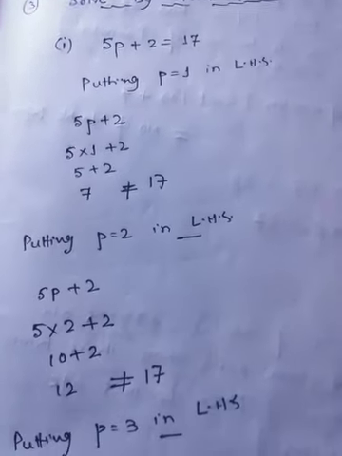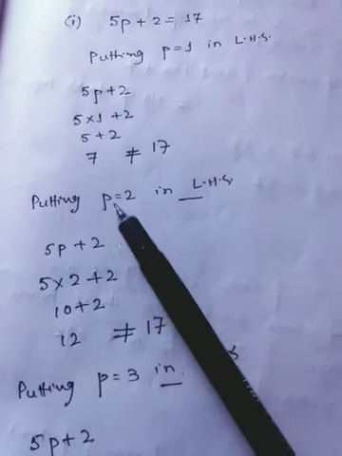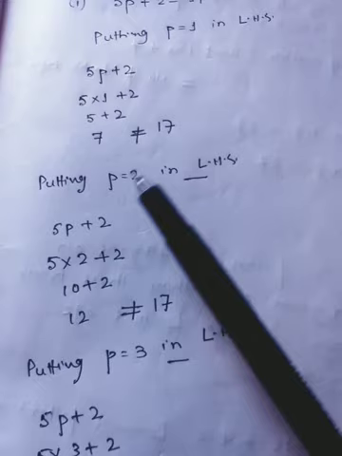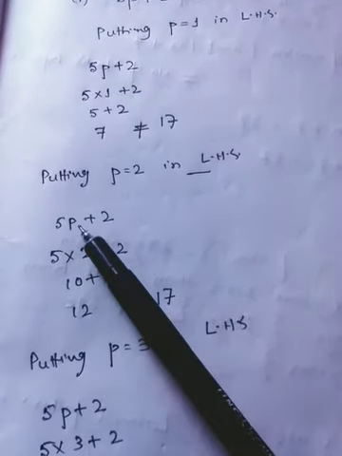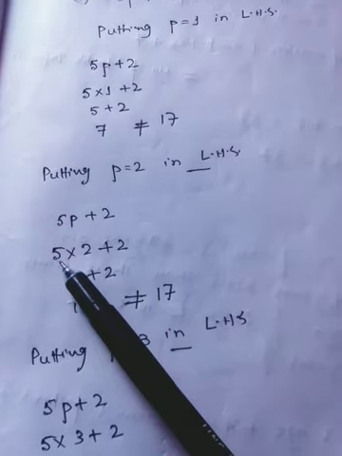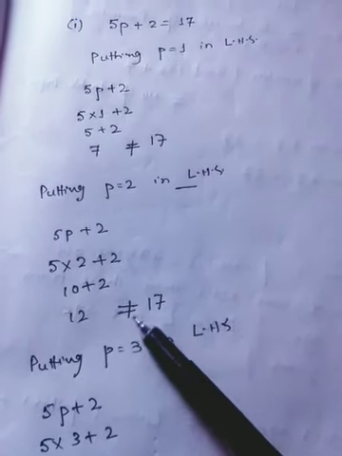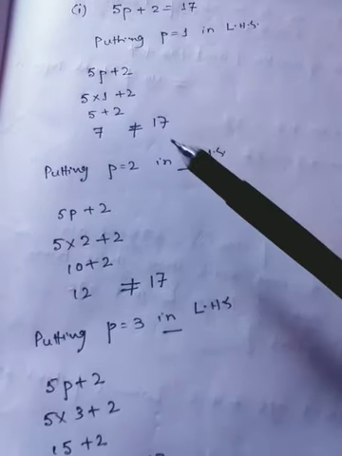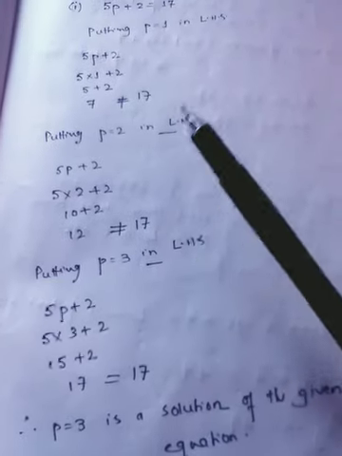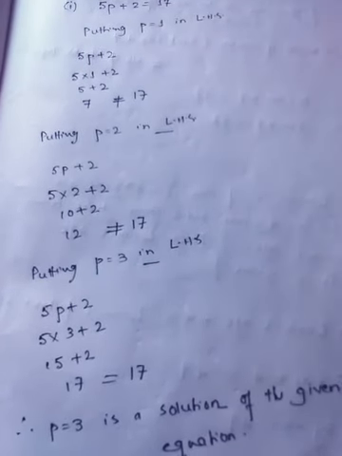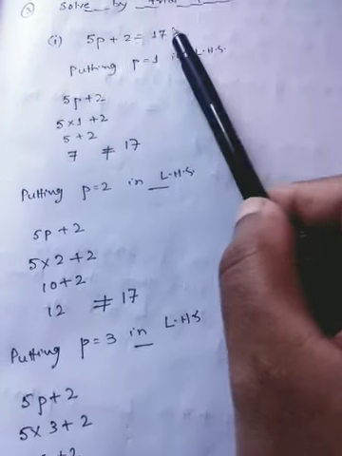Now let's go for another value of P. That is, the next value would be 2. So putting P equals 2 in LHS. Again we'll write the LHS form, that is 5P plus 2. So in place of P we'll put 2. So 5 twos are 10, plus 2 is 12. Again it is not matching. So 12 is not equal to 17. So in this way you will continue the process until you get the right answer, that is, a satisfactory answer. The satisfactory answer for this particular equation is 17.